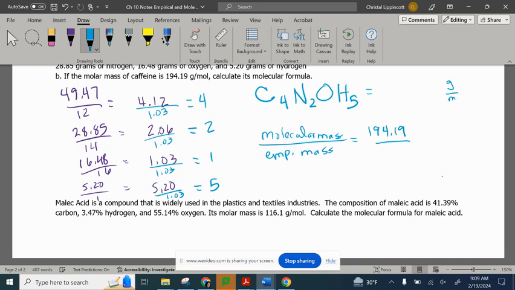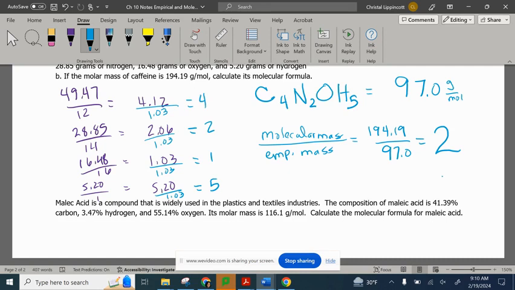So 48, 28, 16, and 5. So that's 97. So I'm going to take this and divide by 97, and I get a big ol' whopping 2. Anybody not know where I got this value from? You need to back the train up.